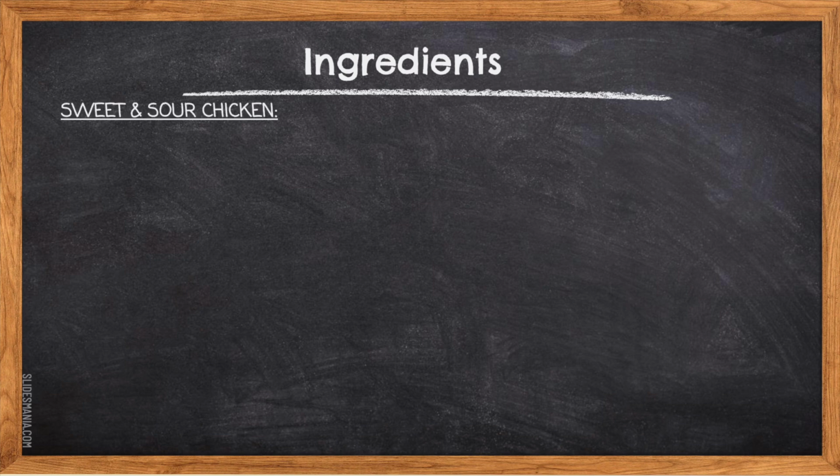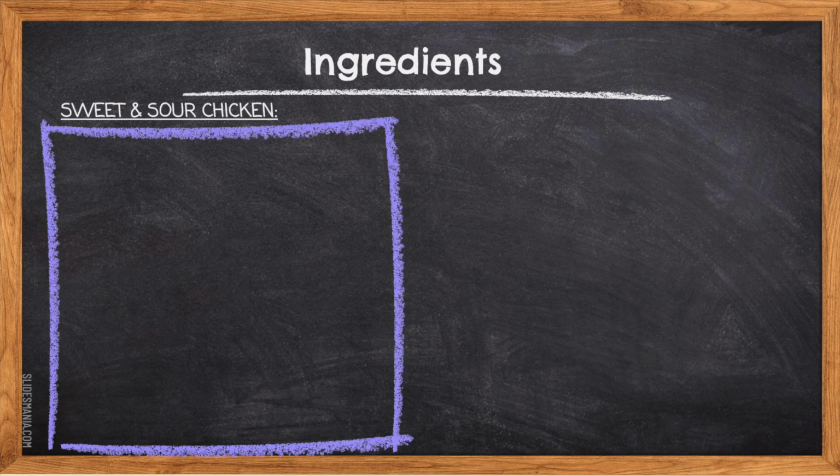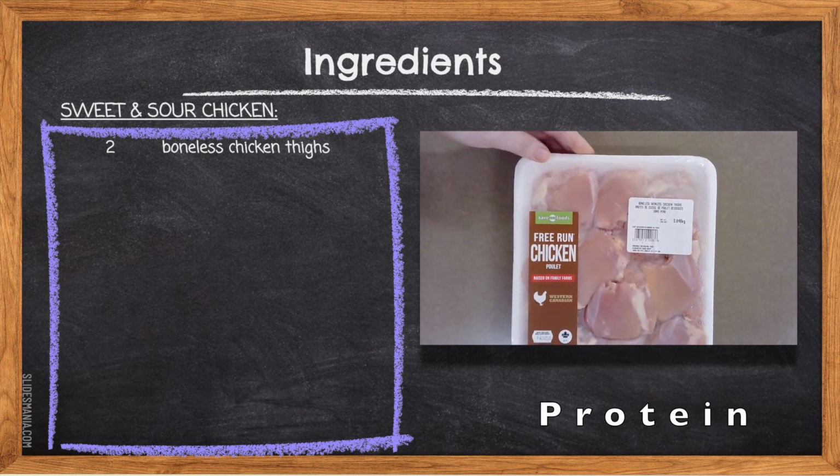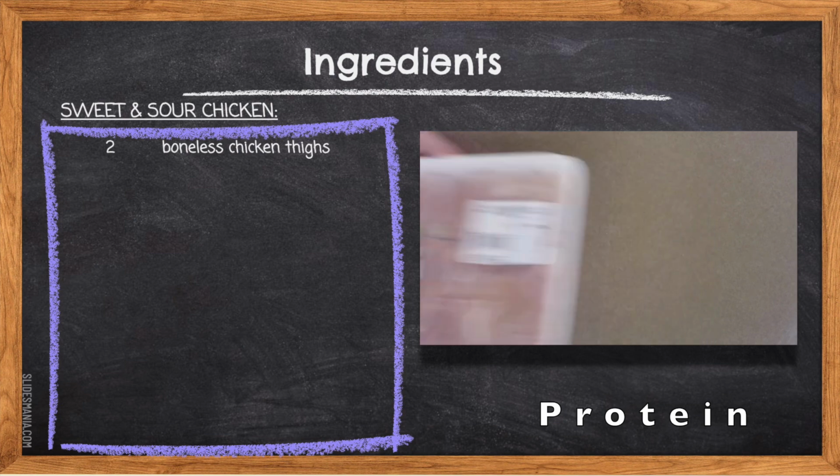Ingredients: sweet and sour chicken, 2 boneless chicken thighs. Chicken thighs are a favorite cut of dark meat poultry due to their flavor and tenderness. Dark meat tends to contain a little bit more tendons, and they are considered a tougher cut. They can become more tender and juicier when properly cooked. They boast more flavor than a white meat, so they are perfect for our protein today.